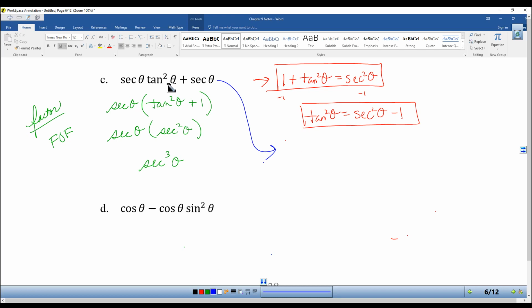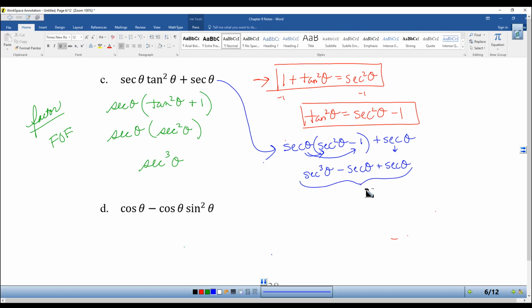If somebody sees a square and says, oh, I see a square, I'm going to use the Pythagorean identity, and they have both of these written on their paper, then they would have changed tangent squared theta to secant squared theta minus 1. And don't forget, there's still a plus secant theta. And now instead of factoring, you're just multiplying. So that gives me secant cubed theta. I'm distributing the secant, minus secant of theta. I'm bringing this down, don't forget it, and secant of theta. And that simplifies to, because the 2 secants cancel, just secant cubed theta. Notice they both got the same answer.